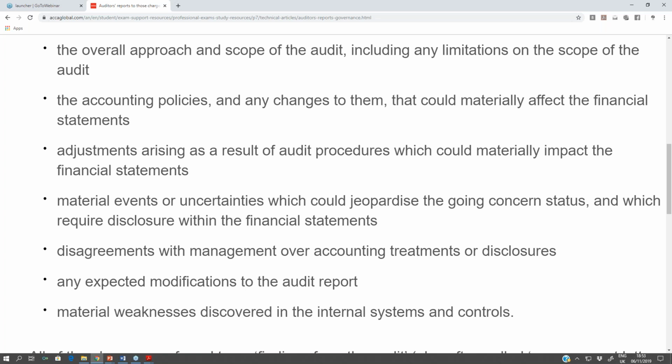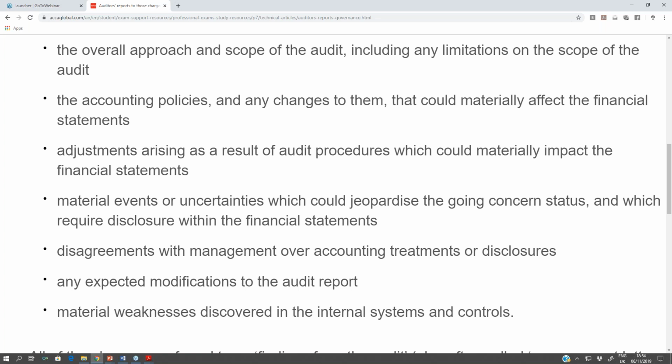If there was any limitation during the audit on the scope, you will be telling this to the management. Number two, accounting policies that could materially affect the financial statement. If you think there was a wrong accounting policy, you should be telling them to the management. If there was any scope limitation, you should be telling the scope limitation to the management.